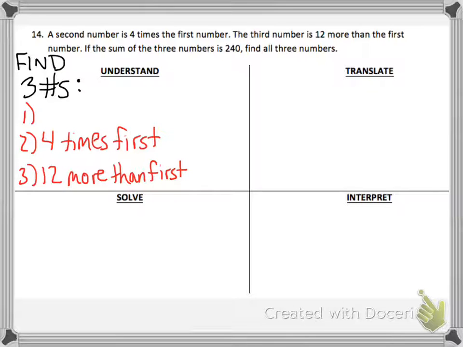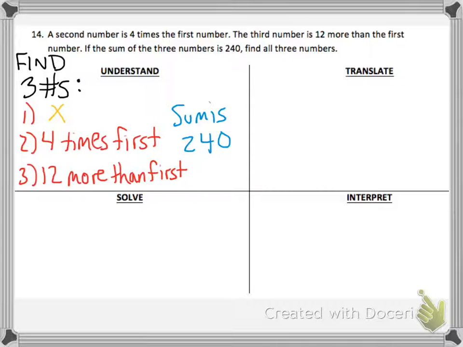So here there's a few pieces of information that are important. The last thing that we really need to know is that the sum of all three numbers is 240. Now we have nothing yet for our first number. So what is our first number going to be? Well, our first number is going to be x for us.